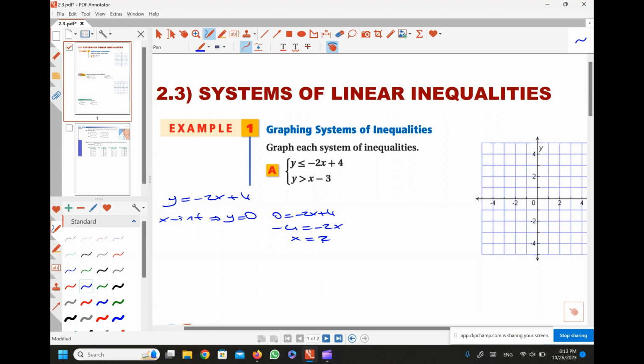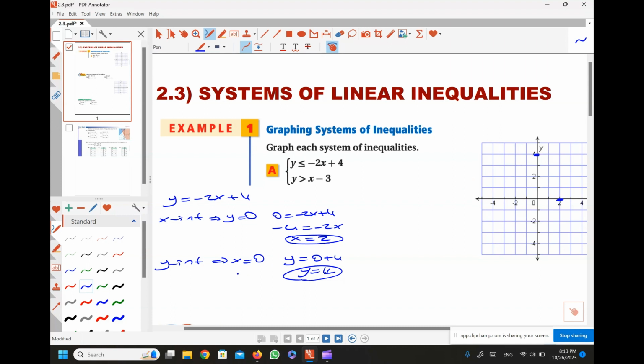You plot this in the coordinate plane on the x-axis. Find the y-intercept similarly. This time your x is 0. When your x is 0, y is equal to 0 plus 4. So y is equal to 4. So those are your x and y intercepts. You are going to put them on the coordinate plane. 2 for x, 4 for y.